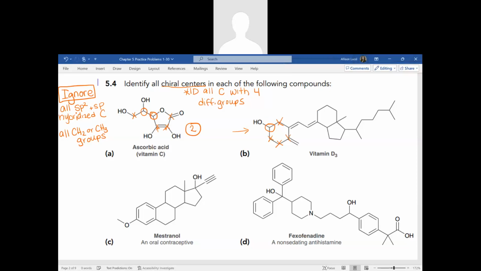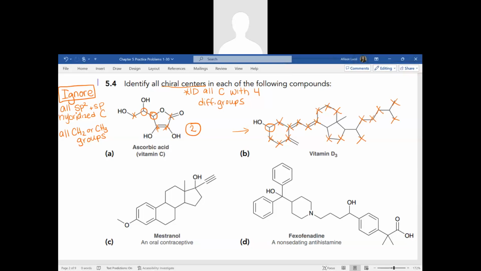Then we have sp2 hybridized carbons here, so we can skip over these, continue skipping over these as well because they're all sp2 hybridized. Then we have some CH2 groups here, so we'll eliminate those, eliminate these. This is a CH3, CH3, CH3. We'll keep going, CH2, CH2, CH2.